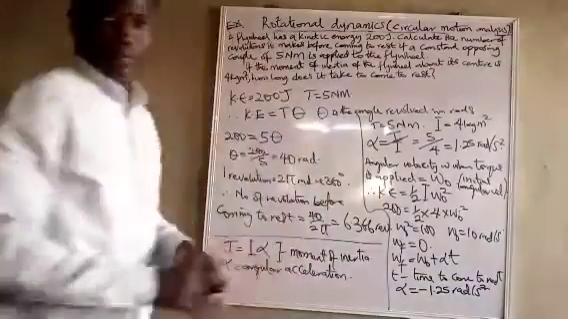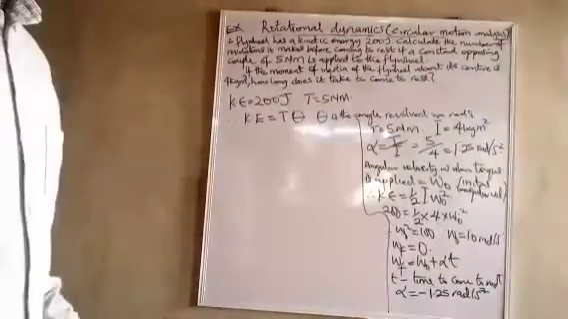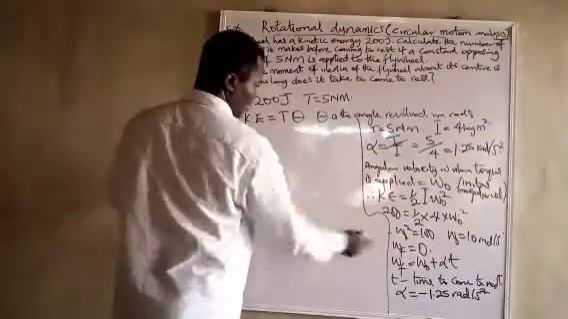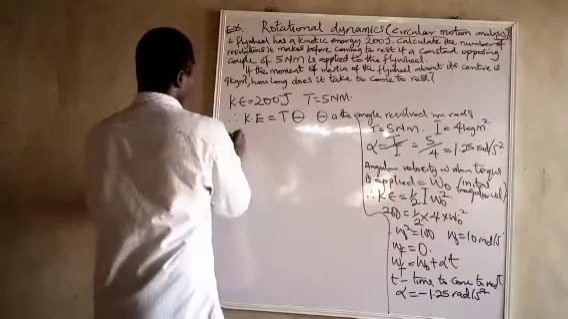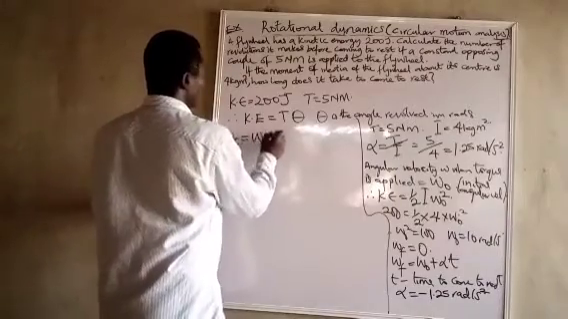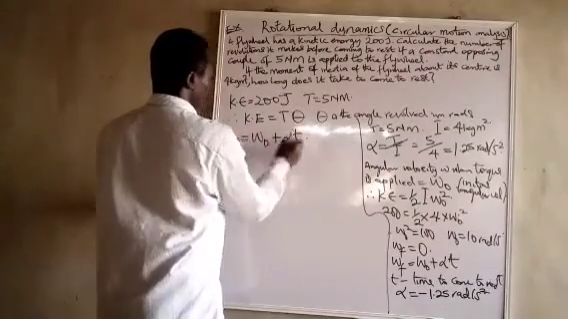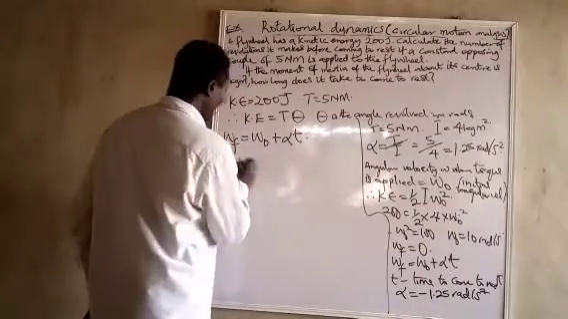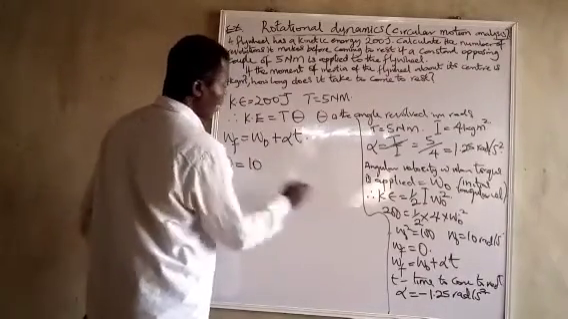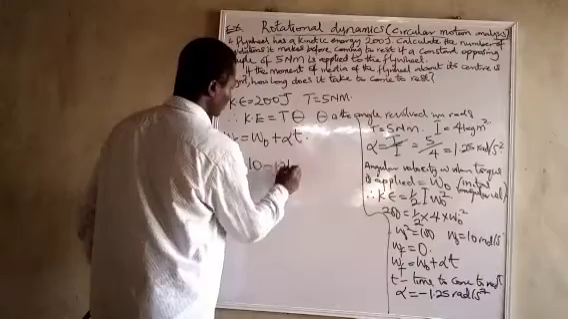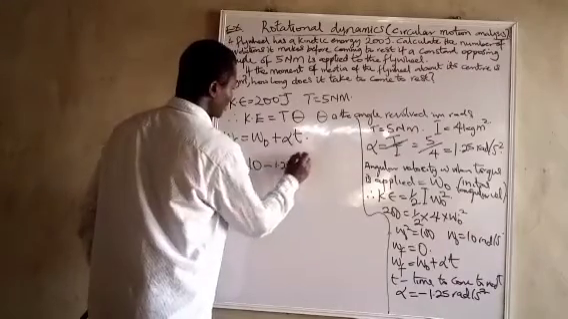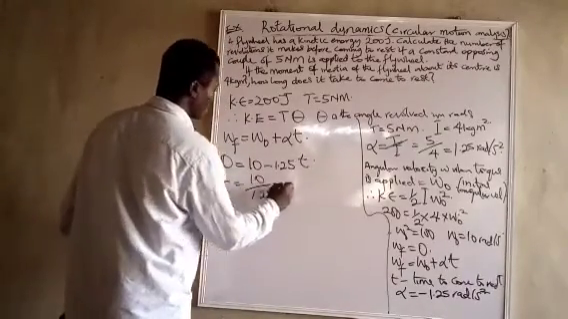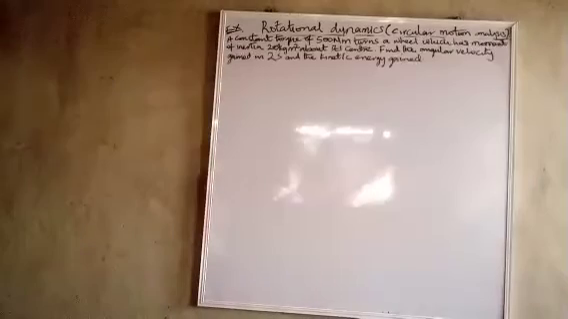Now, we can substitute all these values in this equation. That is, omega final is initial plus alpha t. What's our omega final? 0. Our initial is 10. Our alpha is minus 1.25. So 0 equals 10 minus 1.25 t. So t is equal to 10 divided by 1.25, and that is 8 seconds.